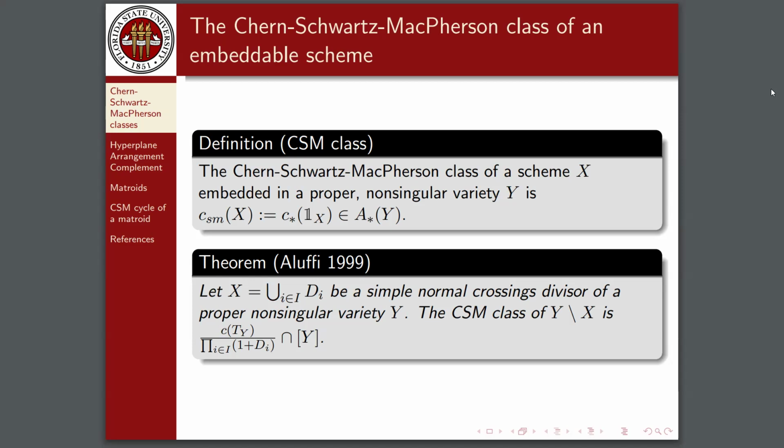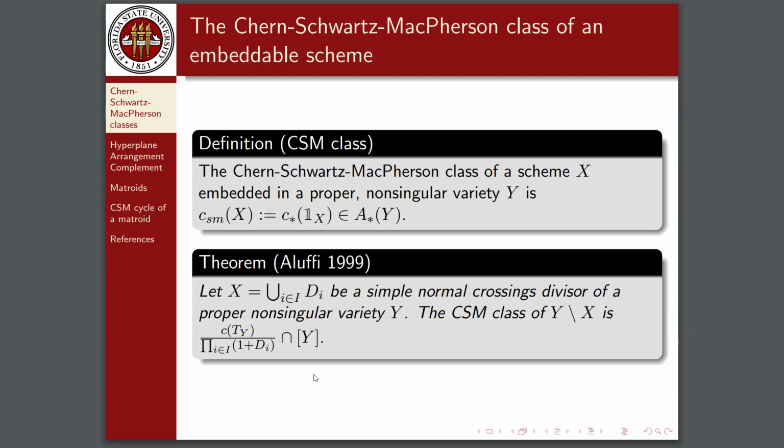And the guiding principle for the specific case of a choice of scheme that we're going to be using comes from a theorem by Aluffi, which says that if you're talking about the complement of a simple normal crossings divisor, then there is a fairly short formula that tells you what the CSM class is. Something important here is that technically this is the Chern class of the bundle of differentials with logarithmic poles along the simple normal crossings divisor, but we won't be using that in the talk today either.